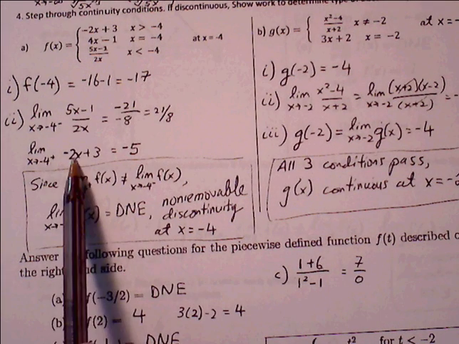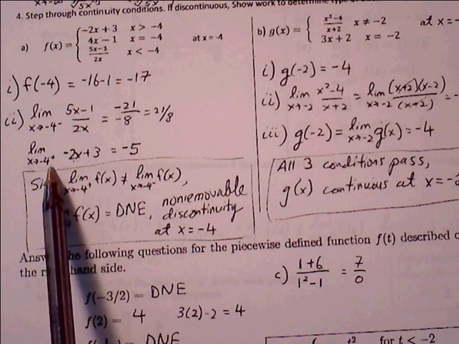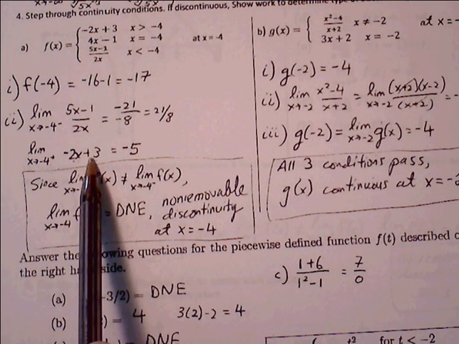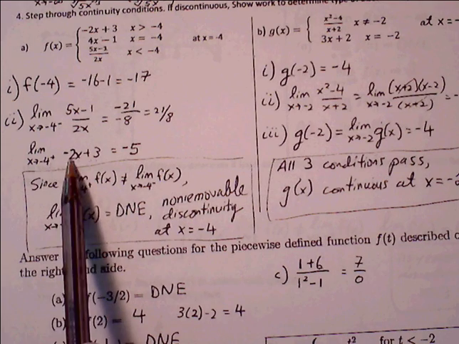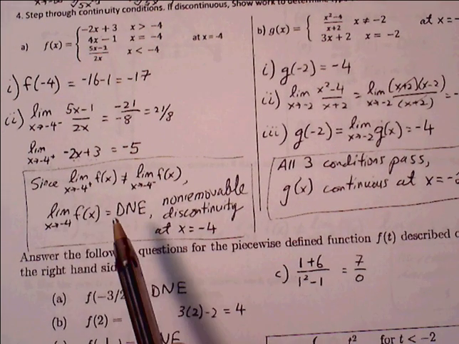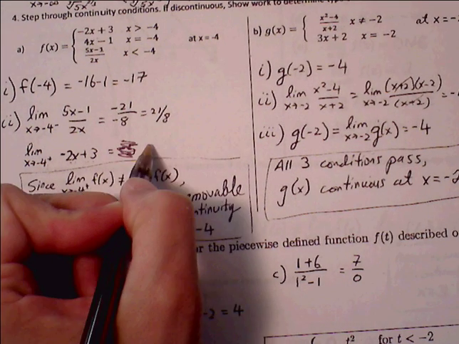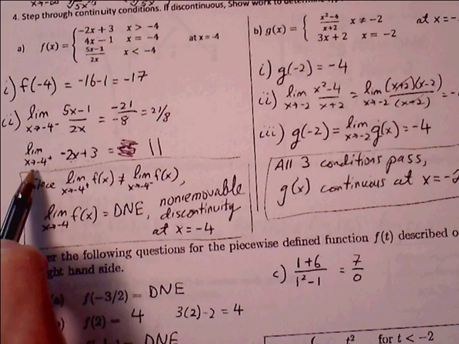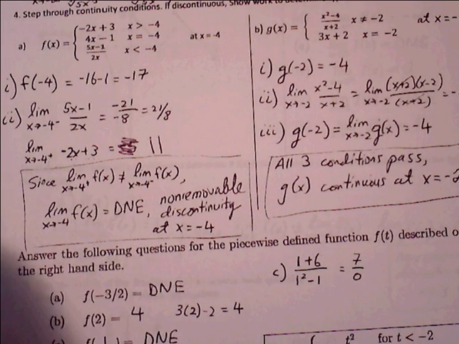So plug negative 4 in for x, we get negative 2 times negative 4, which is 8, plus 5. I'm sorry, 8 plus 3, because negative 4 times negative 2 is 8, plus 3, which is 11. So this should be positive 11, not negative 5, because we're plugging negative 4 into the x.